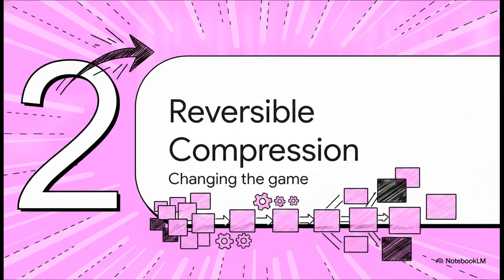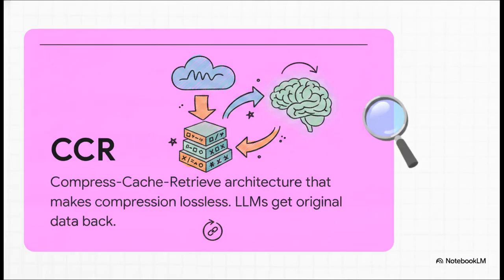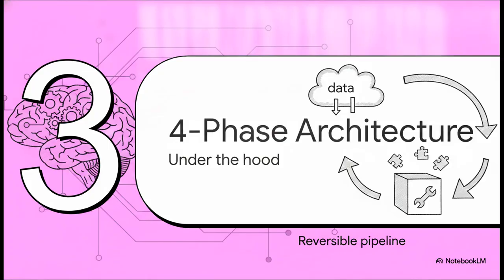Moving right along to Section 2, Introducing Reversible Compression. This is where we change the game. Enter CCR, which stands for Compress, Cache, Retrieve. This is an architecture that finally makes compression reversible. So when your content is compressed, that original data isn't just tossed into the void. Instead, it's cached locally. And this guarantees that if the LLM suddenly realizes, hey, I need the full uncompressed data to answer this, it can instantly get it back. With Compress, Cache, Retrieve, nothing is ever permanently thrown away. You get all the savings of aggressive compression, but it is entirely lossless. A real game changer.